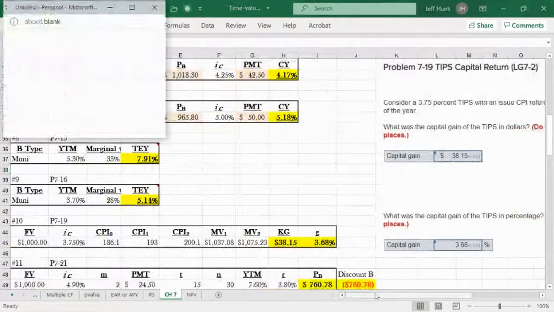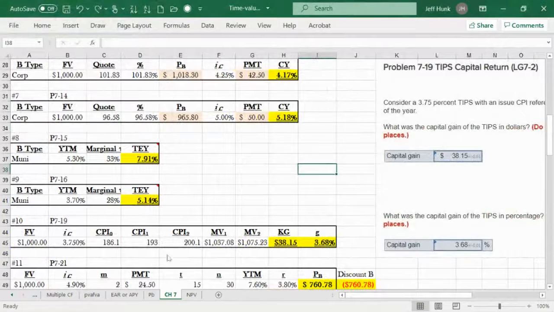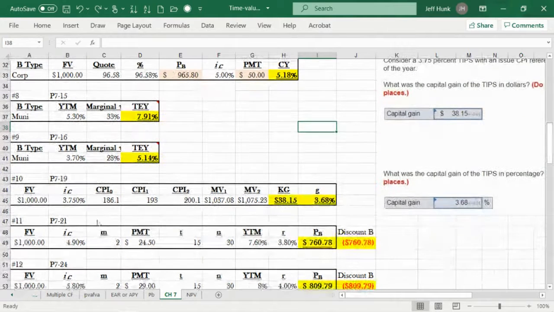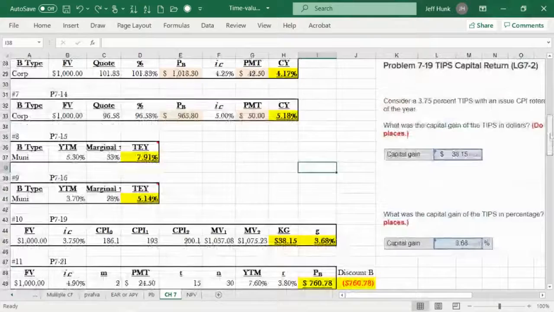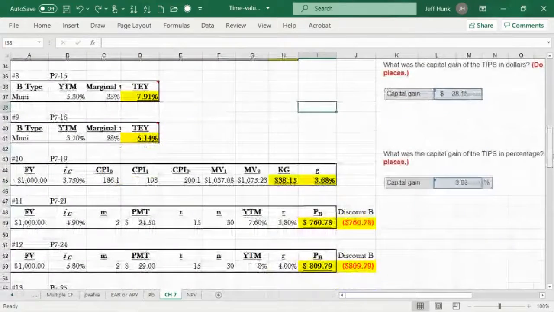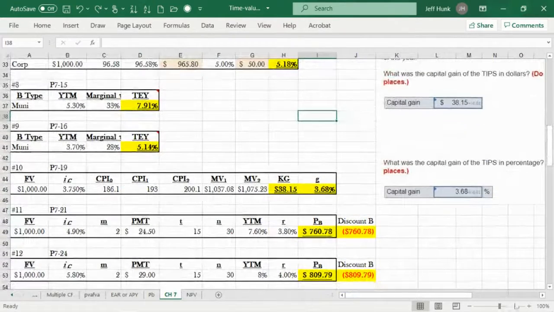So let's take a look. I did this problem here, and I think it is this one. Okay, number 10, 7.19. That's the same thing.